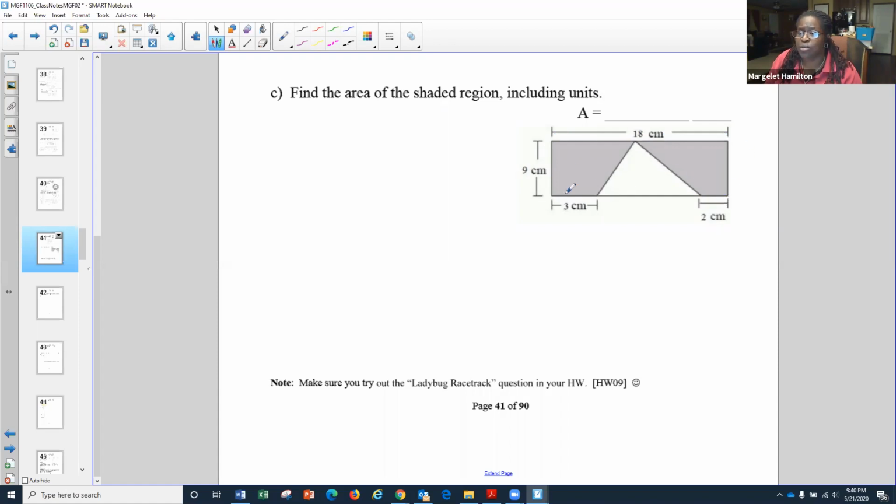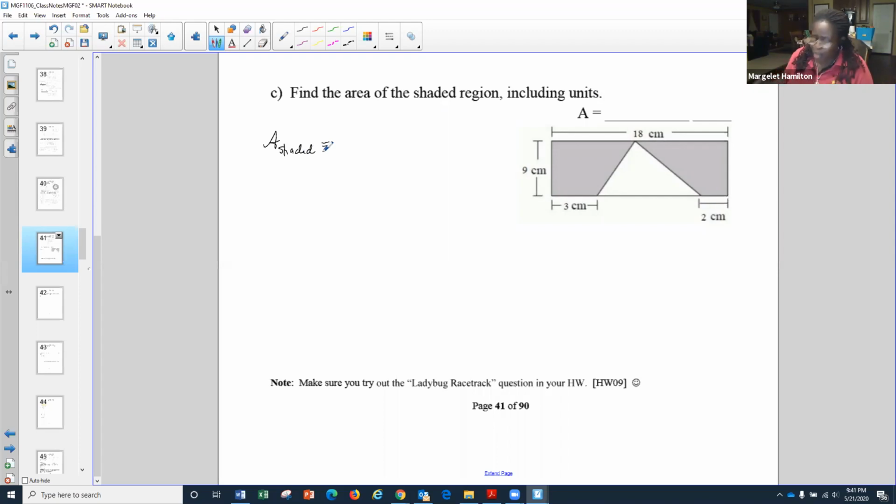So a rectangle and a triangle. Okay, I agree. Here's my structure. So we're trying to find the area of the shaded. Now, if you noticed, when you're finding the area of the shaded region, you're always going to subtract. When you're finding the area of a composite figure or irregular figure, you're adding.